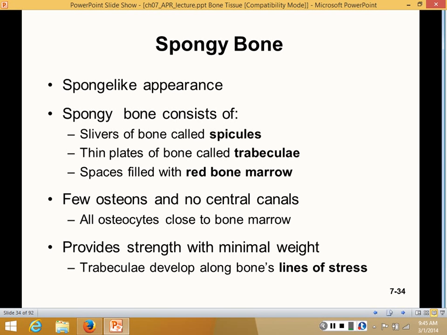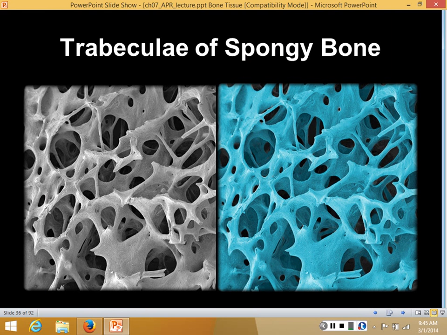They just got a little bit of information about that. And this is what it looks like. It kind of looks like Swiss cheese, right? You see the little spicules?